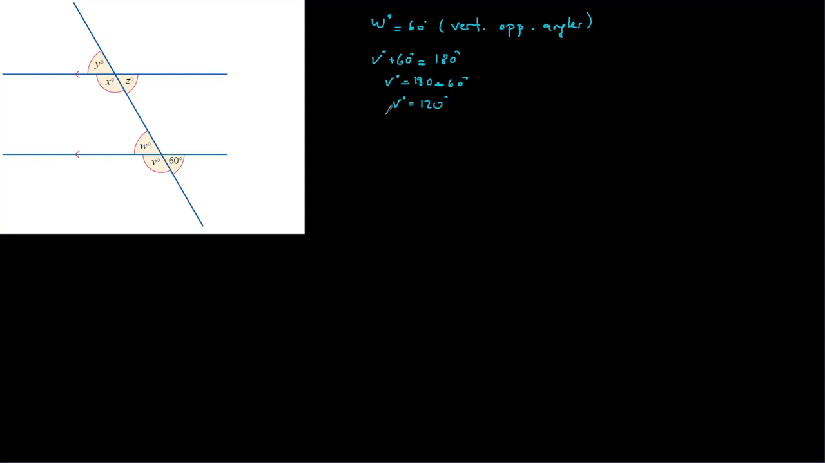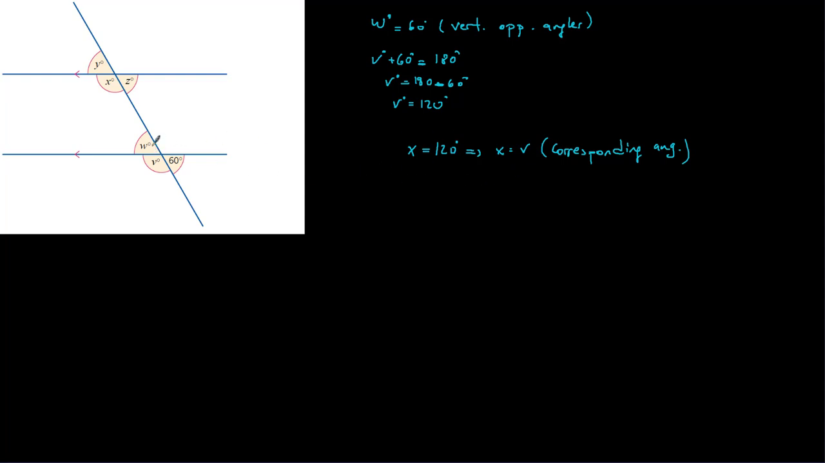If V is equal to 120, X is also equal to 120. X is equal to V, not W. The reason for that is that they are corresponding angles. Okay, let's continue.